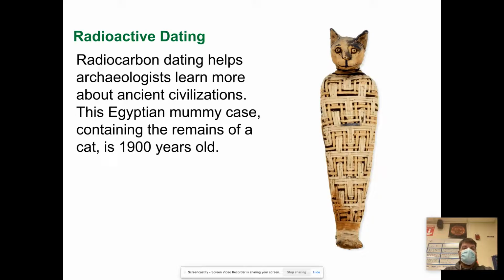Radiocarbon dating helps archaeologists learn more about ancient civilizations. This Egyptian mummy case containing the remains of a cat is 1,900 years old. Now, if you've ever been to the Field Museum in Chicago, they actually have like an Egyptian display there, and they have these mummified cats. It's really kind of a cool thing to see. But they know in human history how old this cat is, and then they can compare the carbon-14 dating to that.